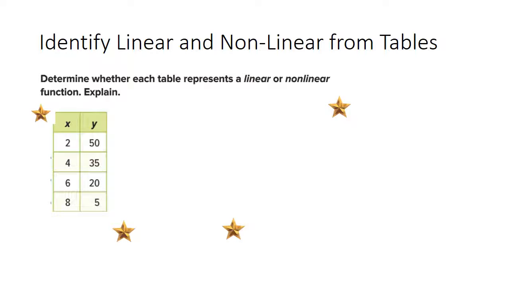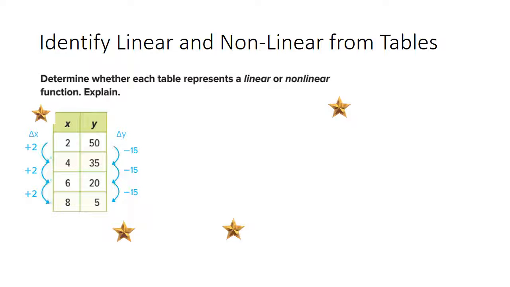Here's the first table. We can determine if the table is linear or nonlinear by finding out if there is a constant rate of change. So we need to find the changes in x, which happen to be 2, and the changes in y, which are minus 15 each time. Is there a constant rate of change?